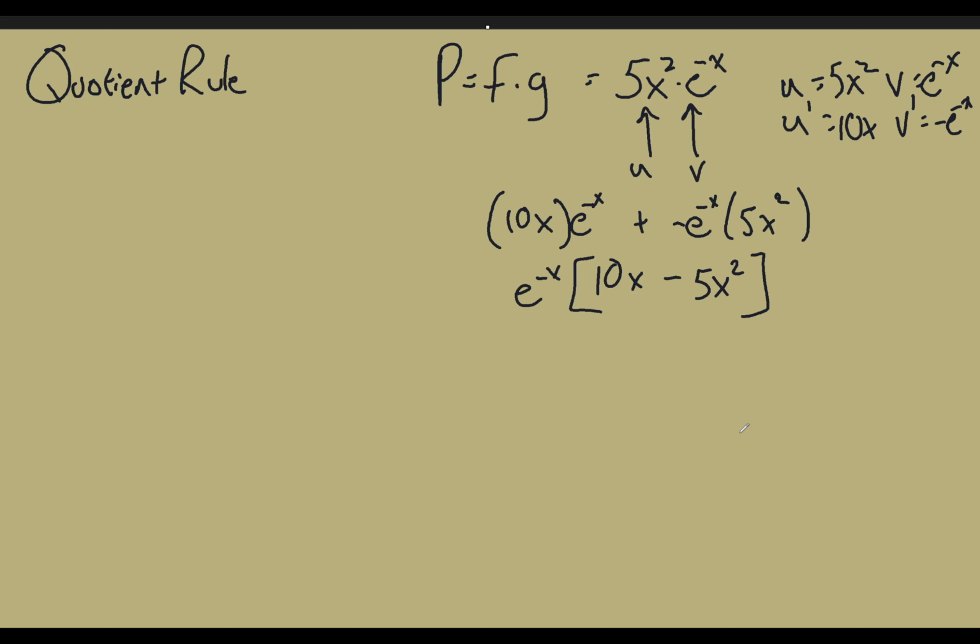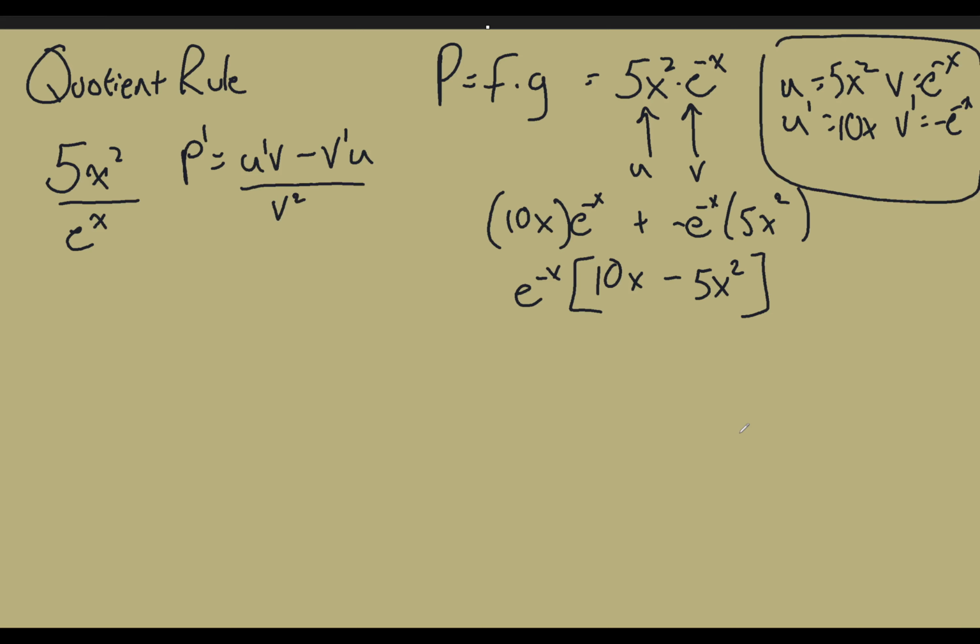But what I'm going to do now is take the same function and try to use a different rule. I'm going to take 5x squared and write it over e to the x, because e to the negative x means basically you can bring it down into the denominator as a positive exponent. And the quotient rule says that p prime is equal to u prime v minus v prime u over v squared. So we're still going to take these separate constituent components here, but we need to write them down and make sure that they're in the same way as they appear in our problem. So it's similar but different, right?